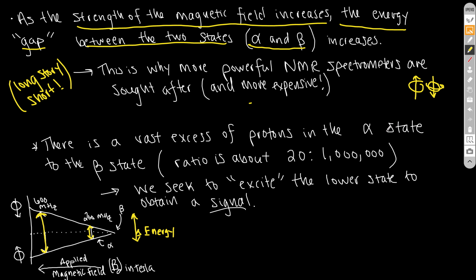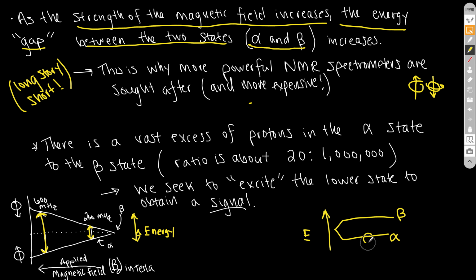They can give a lot better data, and the research will be a lot more clear. So here's the thing. There's a vast excess of protons in the alpha state. Here's that drawing that I had. This was the alpha state, right? And here's the beta state. The beta state was the one that was higher in energy.